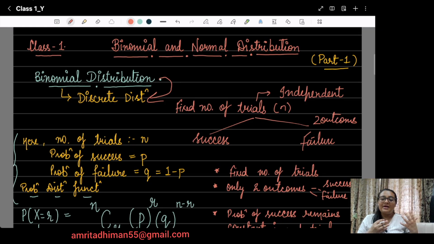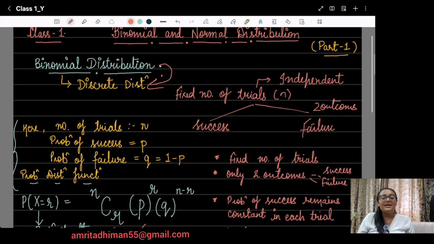So suppose we need to find the probability between 2 to 5. In discrete distribution, we just add the probability at x is equal to 2, at x is equal to 3, at x is equal to 4, and at x is equal to 5. But there are infinite numbers of values between 2 to 5. Therefore, in continuous distribution, we just need to integrate from 2 to 5. That's it. Okay, so binomial distribution is a discrete distribution.